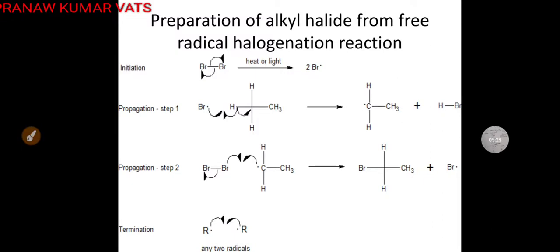Now the next reaction is preparation of alkyl halide from free radical halogenation reaction. The mechanism of this reaction is very simple.